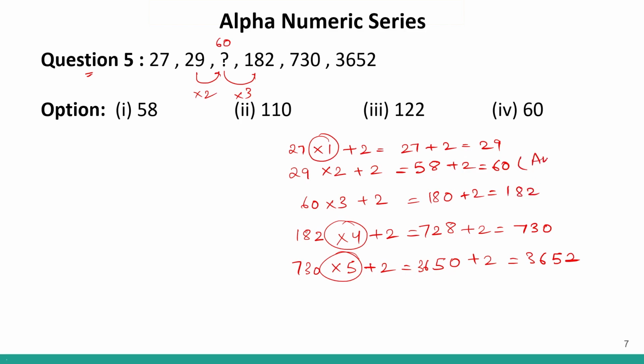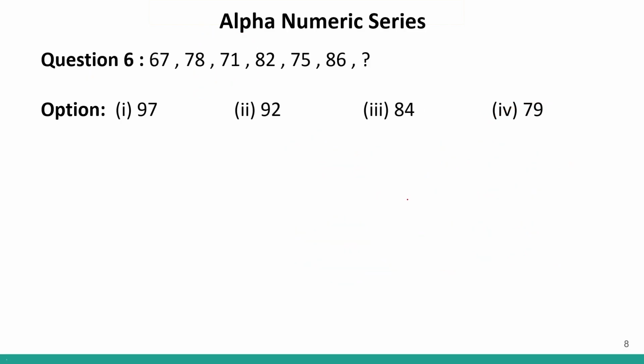So 60 will be my answer, because it logically follows with the previous number as well as the next number. Okay, so 60 will be my answer, which is given in option number 4. So option number 4 will be my answer to this question. Clear? Now, moving forward, question number 6.